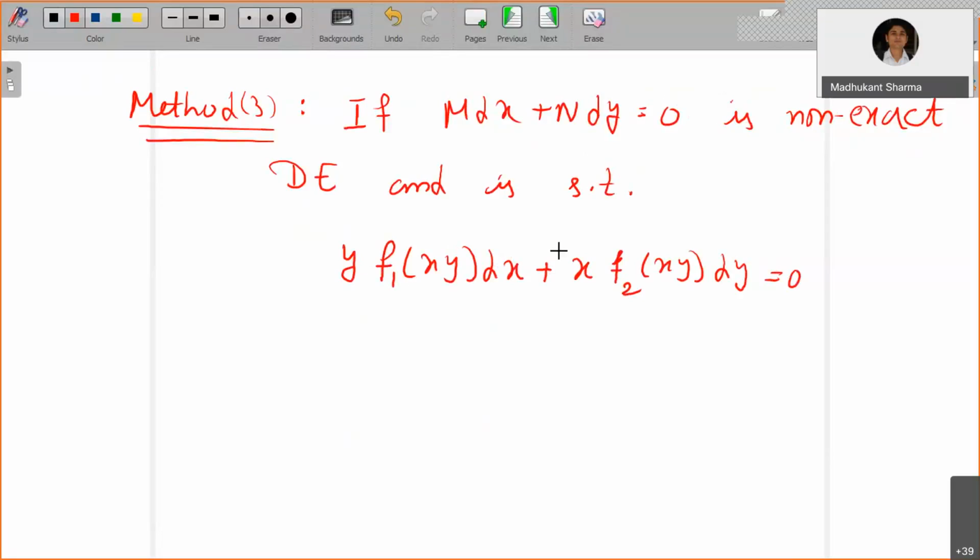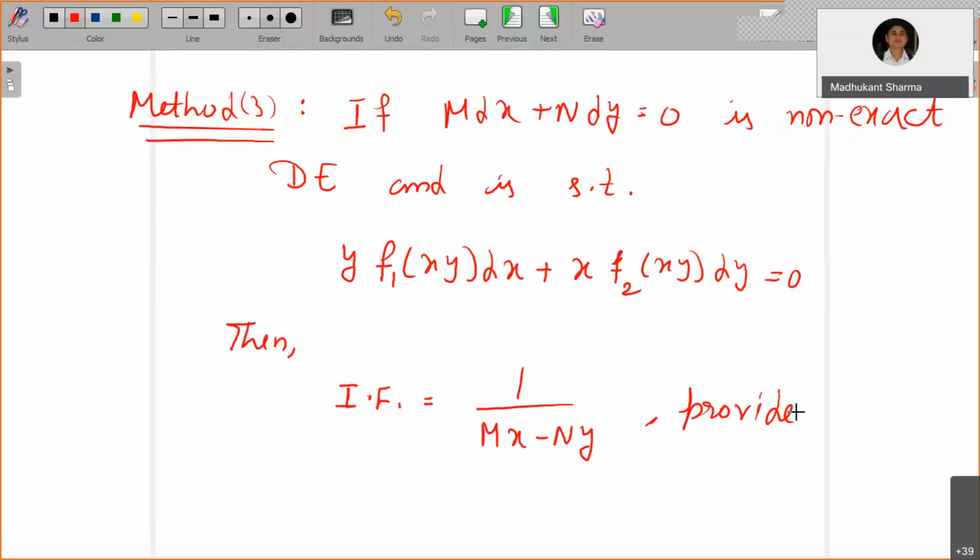Okay, there are two cases. So there are things such that, then the integrating factor is equal to 1 upon mx minus ny, provided mx minus ny should be non-zero. So this must be defined. Okay, mx minus ny must not be 0. If it is 0, 1 by 0 is infinity, so that's not it.